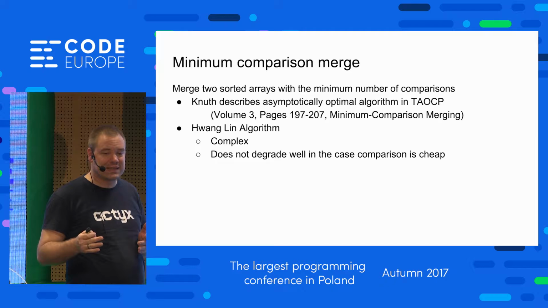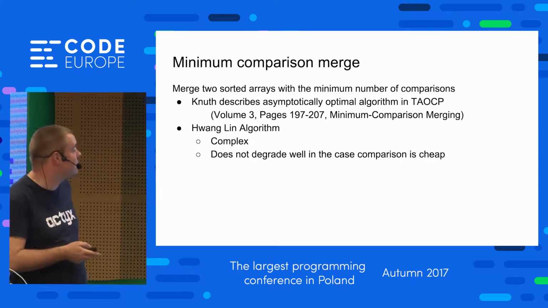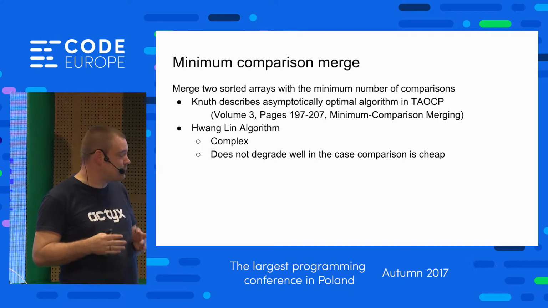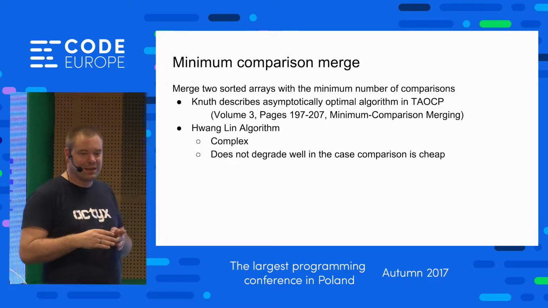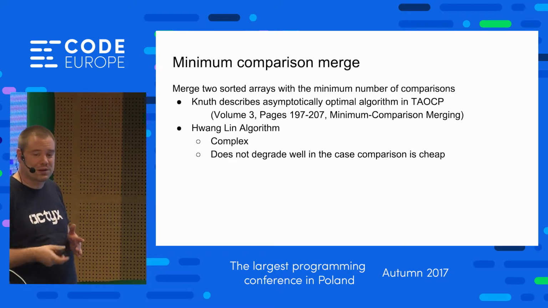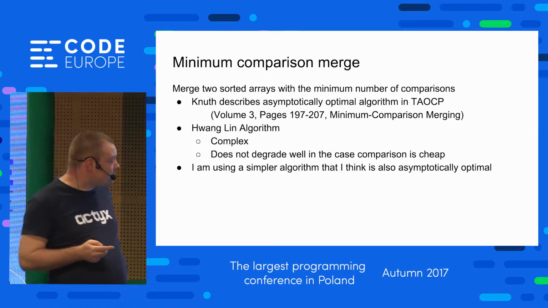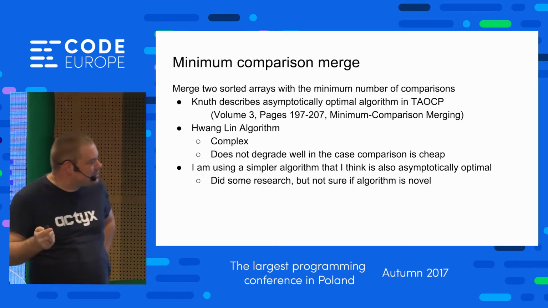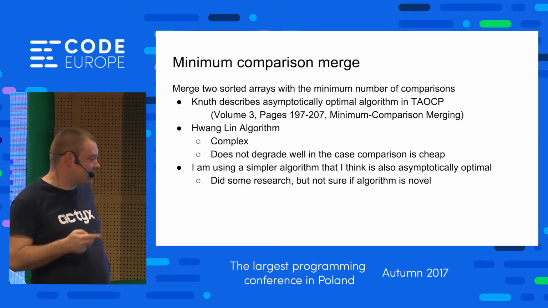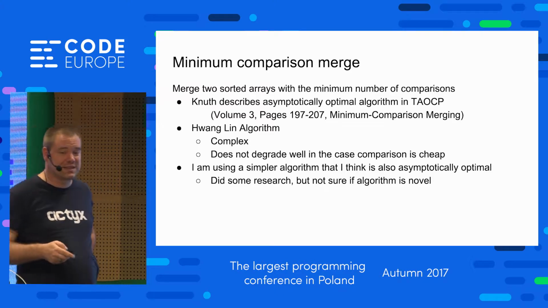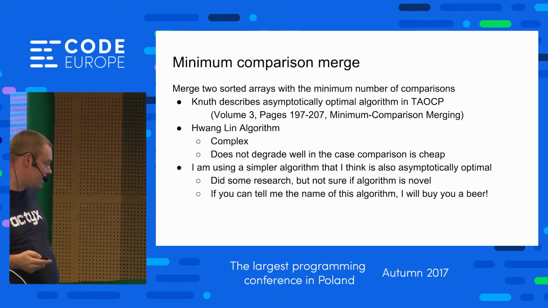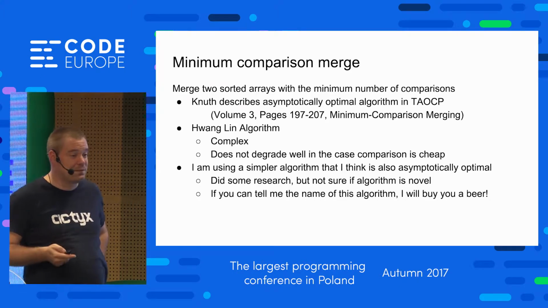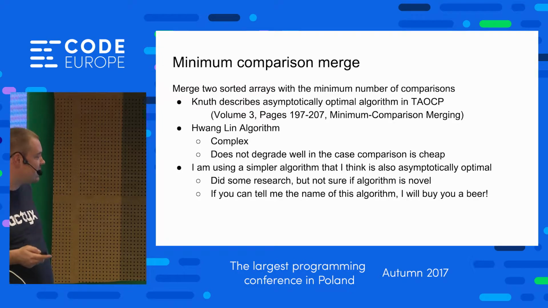In an O-of-whatever sense it is asymptotically optimal, but in the case where you have a very cheap comparison, it can be improved because you can have a simpler structure. So I came up with another algorithm, which I think is also asymptotically optimal, but I'm too stupid to prove it. I think it's optimal, and it benchmarks optimal in the various cases. It might actually be that this algorithm already exists and I just reinvented it, but I'm not sure. I haven't found it anywhere. So if somebody knows the name, I'll buy you a beer.